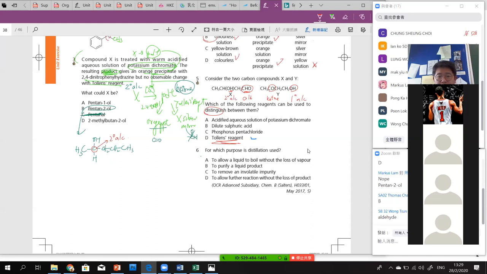Tollens' reagent, which one will give, what is the difference in observation? If I use the aldehyde one, you have a silver mirror on the inner surface of the test tube. X or Y, you mean? X. How about Y? If I remember correctly, there should be no color. No, actually no. Now this one has a silver mirror, and this one we do not have a silver mirror.